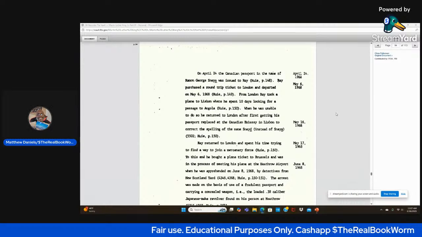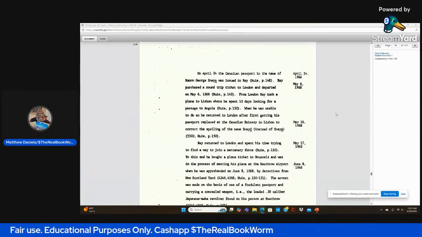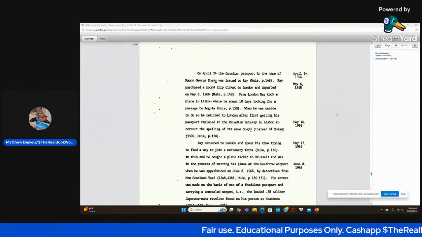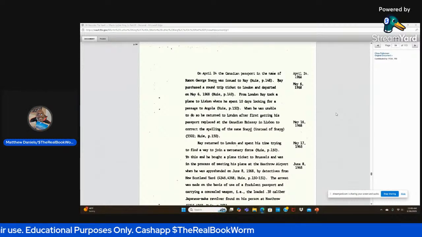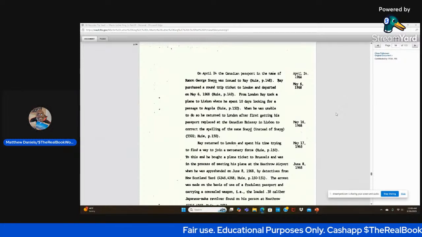Ray purchased a round-trip ticket to London and departed on May 6, 1968. Remember, I told you, dude not only went to Canada and Mexico, he went all the way to London, England. From London, Ray took a plane to Lisbon, where he spent 10 days looking for a passage to Angola. Now he's trying to make it to Africa. How the fuck is he paying for these trips? Where is he getting the money from?